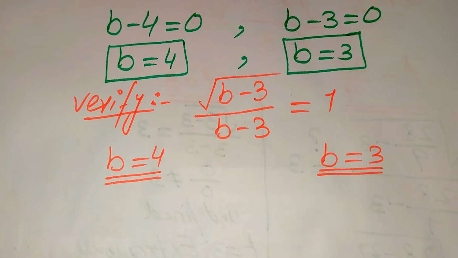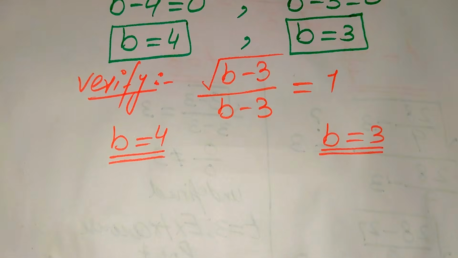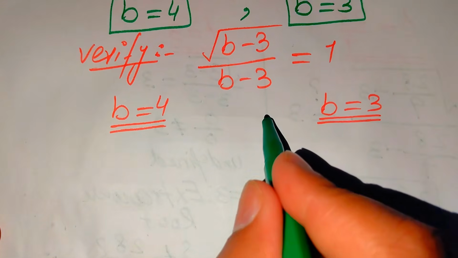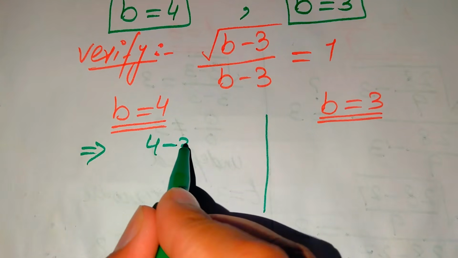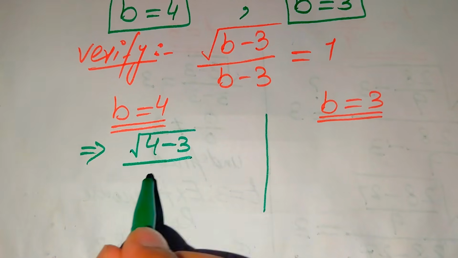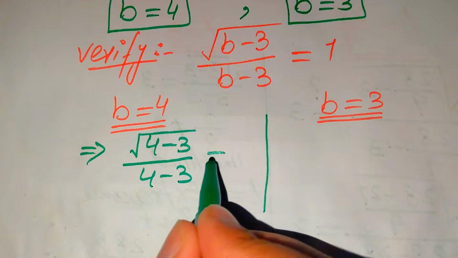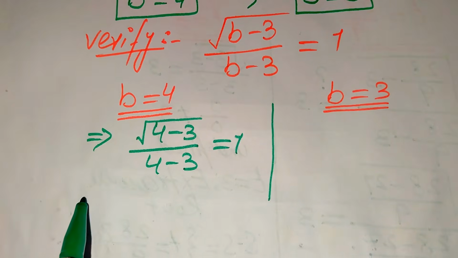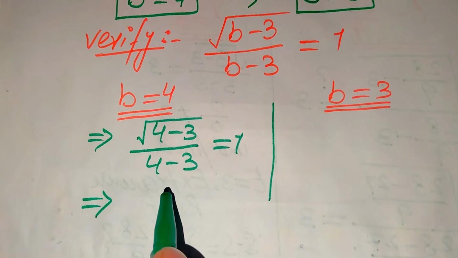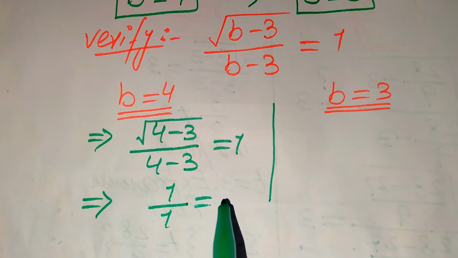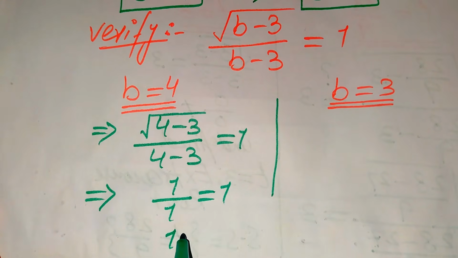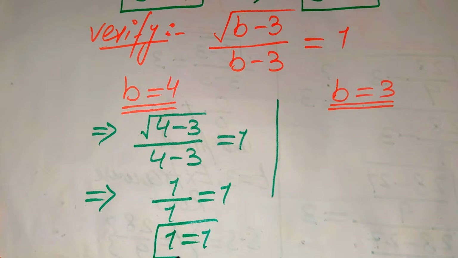So first we need to verify b equals 4, and for this we substitute b equals 4 into the left hand side. It will be written as square root of 4 minus 3 divided by 4 minus 3 equals 1. We have 4 minus 3 becomes 1, divided by 4 minus 3 becomes 1, equals 1. So this shows that 1 equals 1.